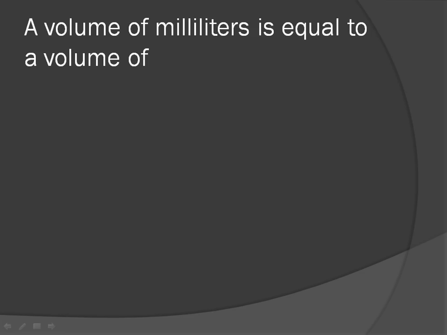The next one, a volume of milliliters is equal to a volume of... and this one we've talked about during the CSI Huntertown investigation. It says that 1 milliliter is equal to 1 centimeter cubed. That is a great definition. You need to know this one because it will come in handy for pretty much your entire life as you see things. So 1 milliliter is 1 centimeter cubed. Just commit it to memory. It will make it easier in the end.